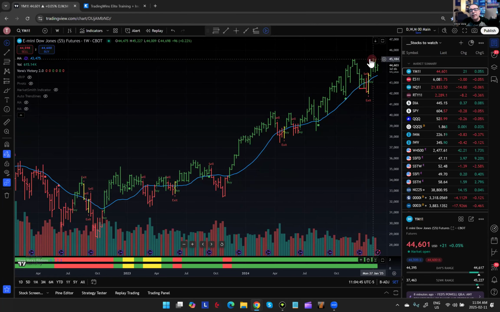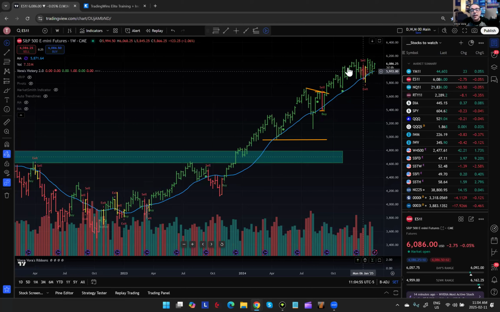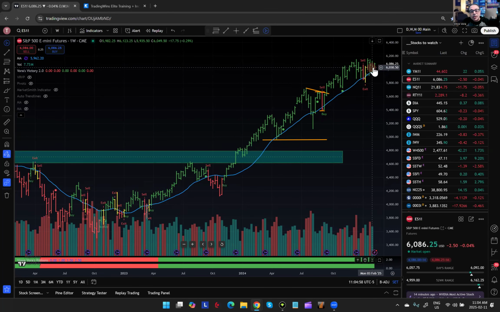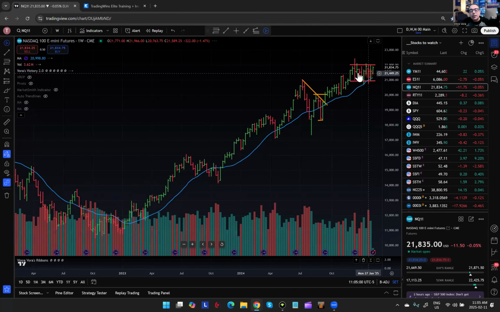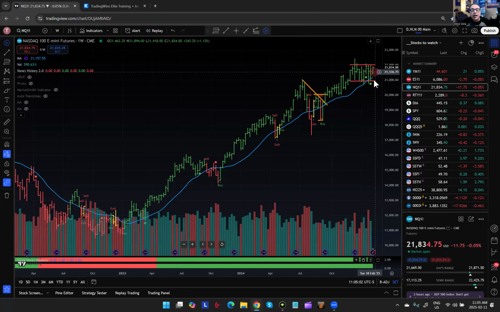All right, we've had this potential double top, but it's also an opportunity. If we come up and break this high, then we're off and running. If we look at the S&P again, we've been consolidating for weeks. The Nasdaq, we've been consolidating. Here's the high and the low. So we mark that, and then we look for a break one way or the other.